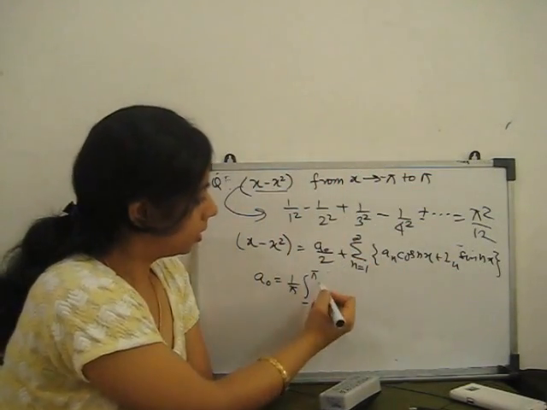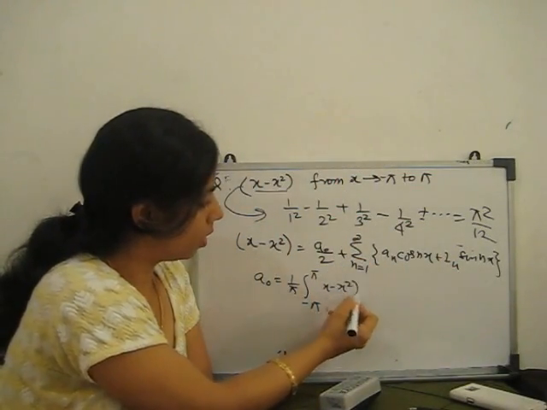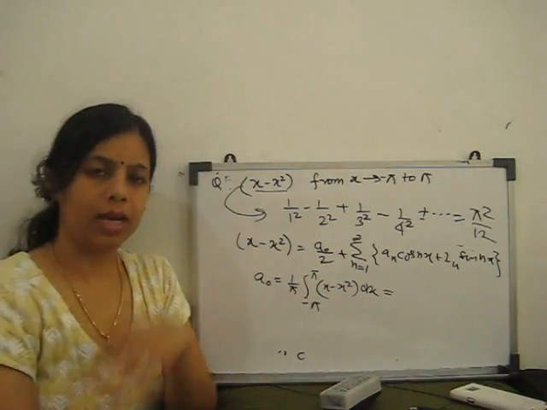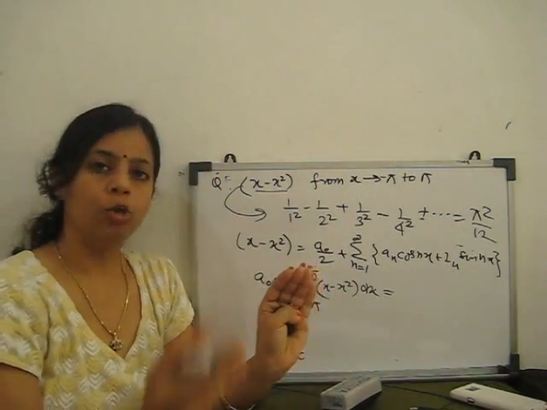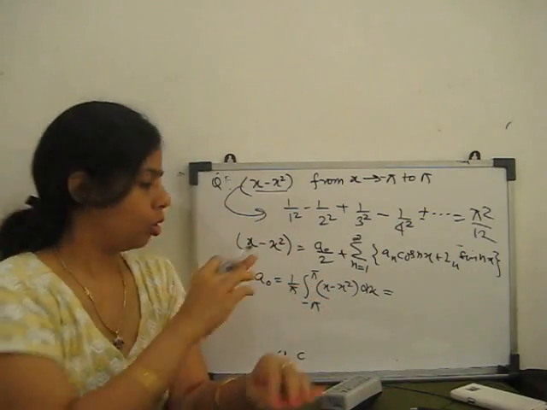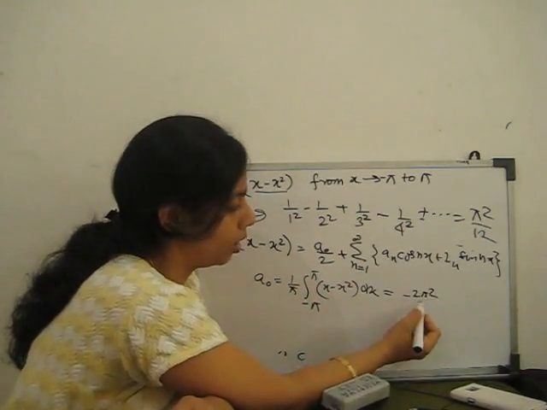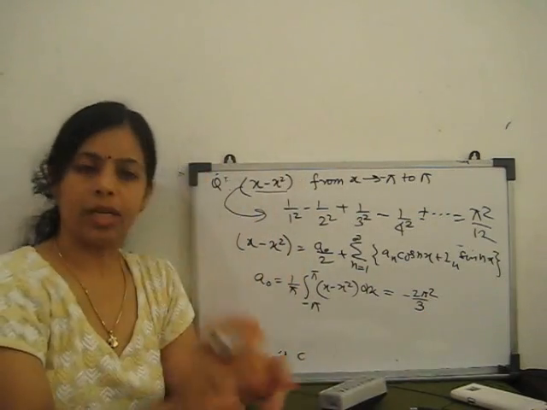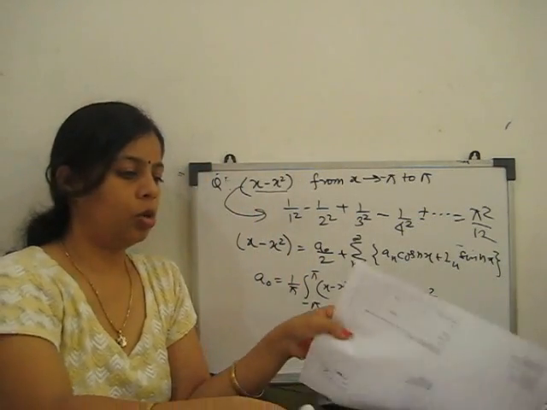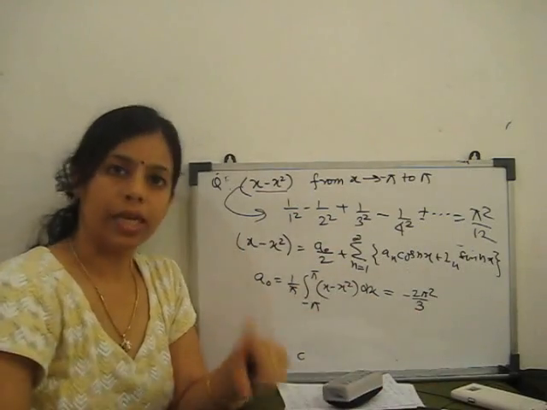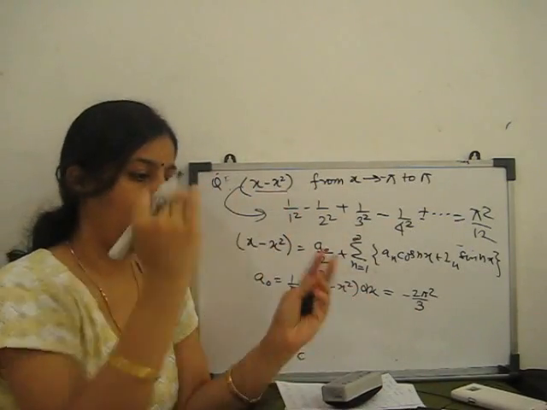Next, f(x) is (x - x²) dx. You integrate it, very simple, and apply the upper and lower limits. You will get the term a0. So a0 is -2π²/3. Clear?